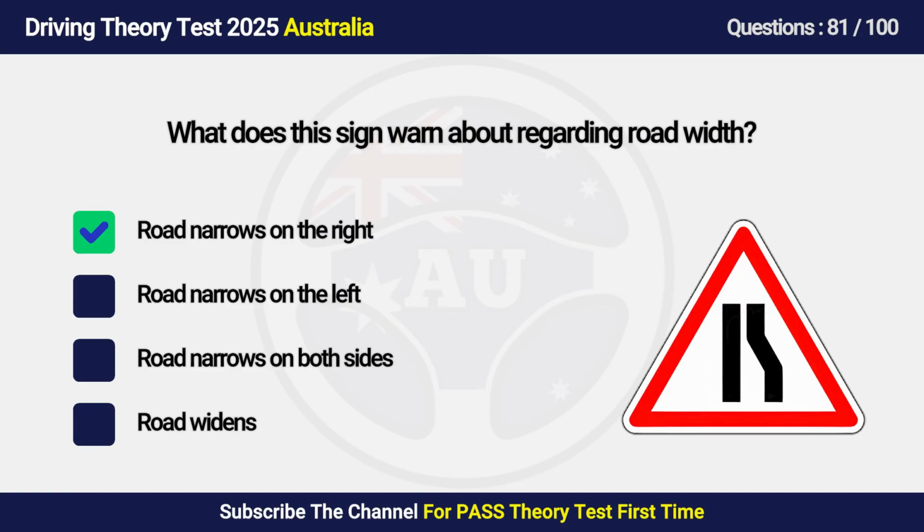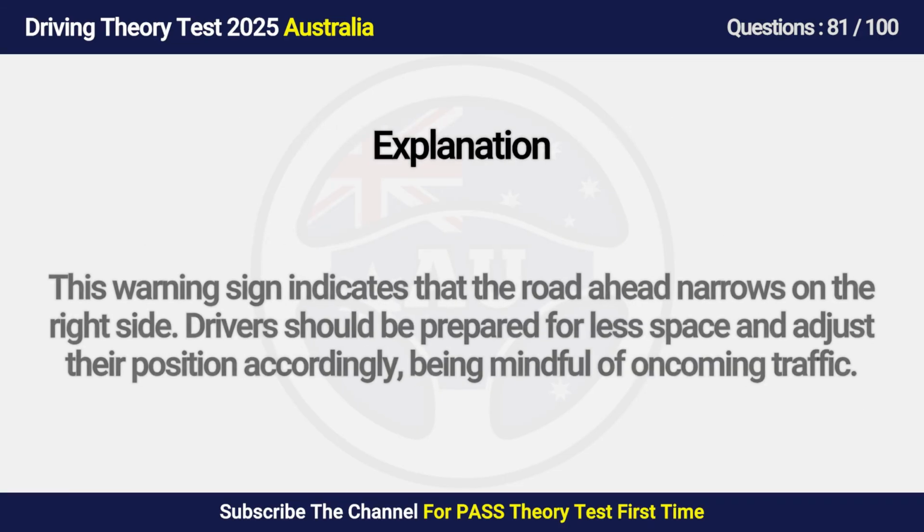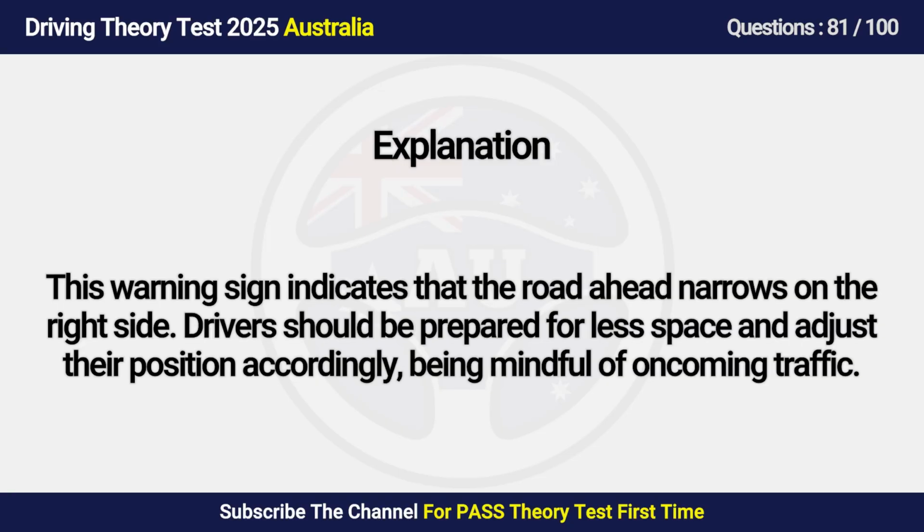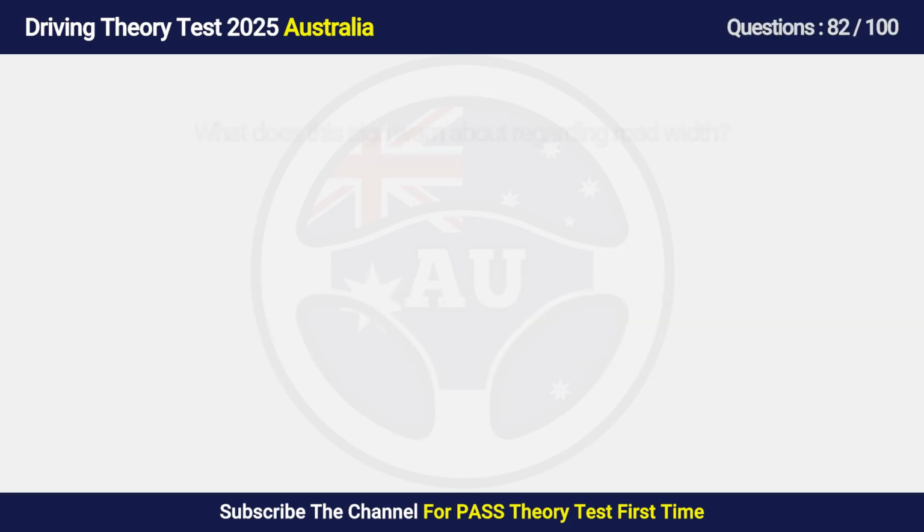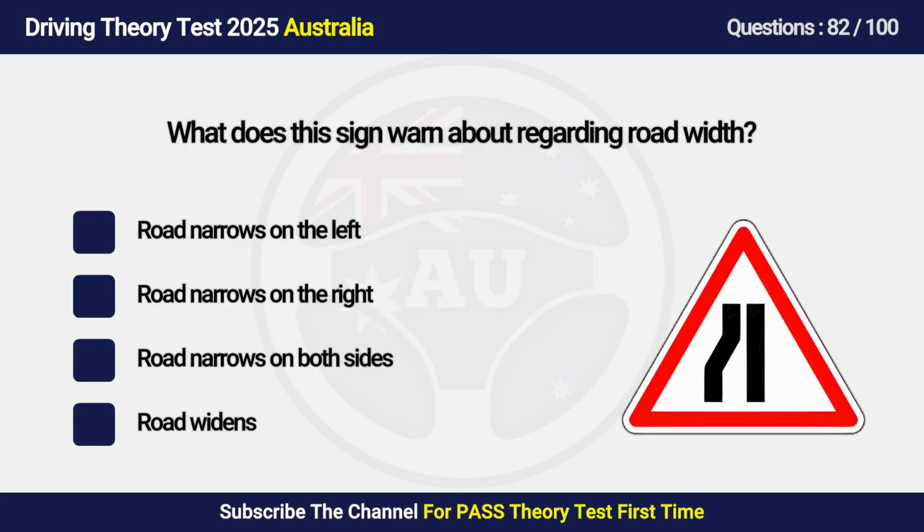Answer is A. Road narrows on the right. This warning sign indicates that the road ahead narrows on the right side. Drivers should be prepared for less space and adjust their position accordingly, being mindful of oncoming traffic. Question 82. What does this sign warn about regarding road width?